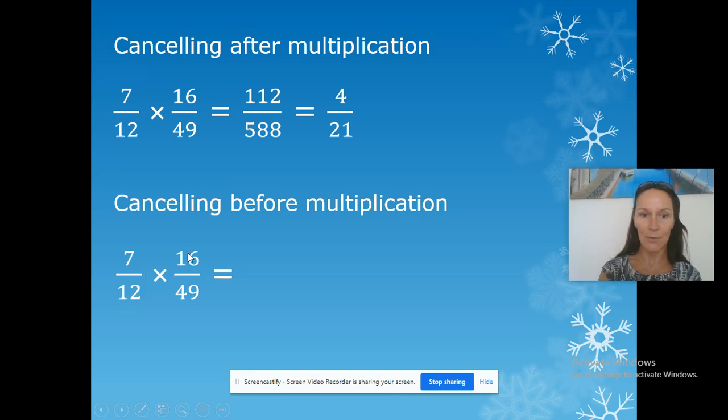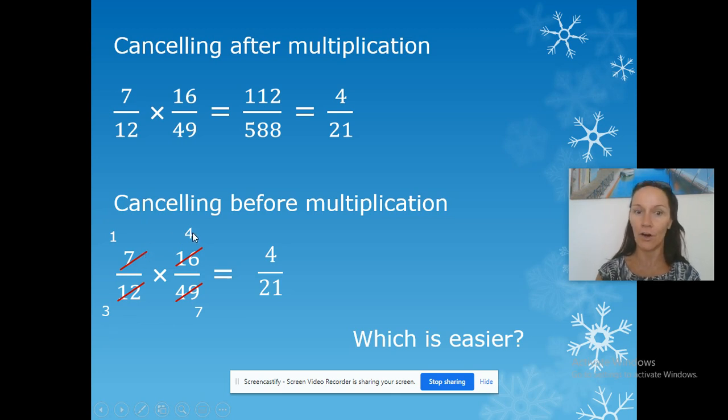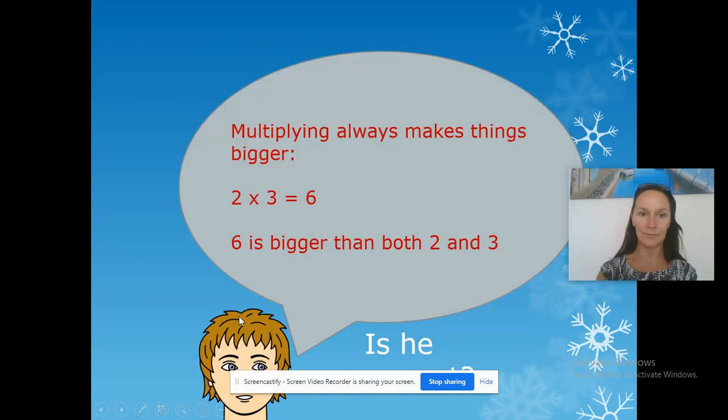And we know that both of these are in the 4 times tables. So let's take a look. 7 goes into 7 once. It goes into 49 7 times. 4 goes into 12 3 times. And 4 goes into 16 4 times. So you're left with 4 21sts. And there are no common denominators between those numbers. So that is the fraction in its simplest form.